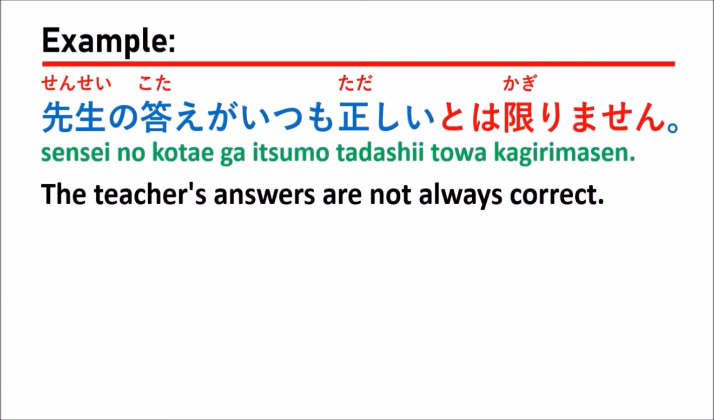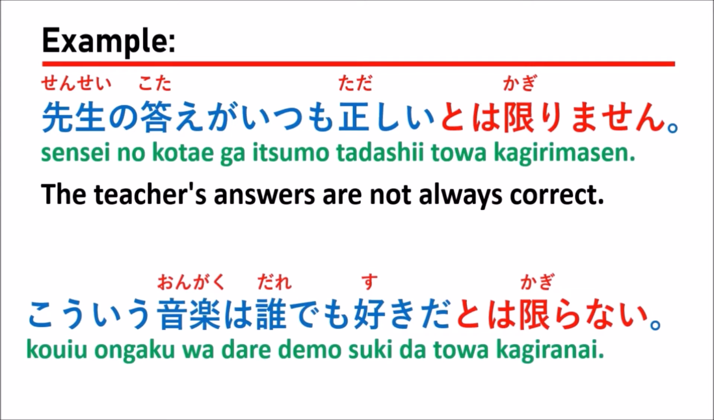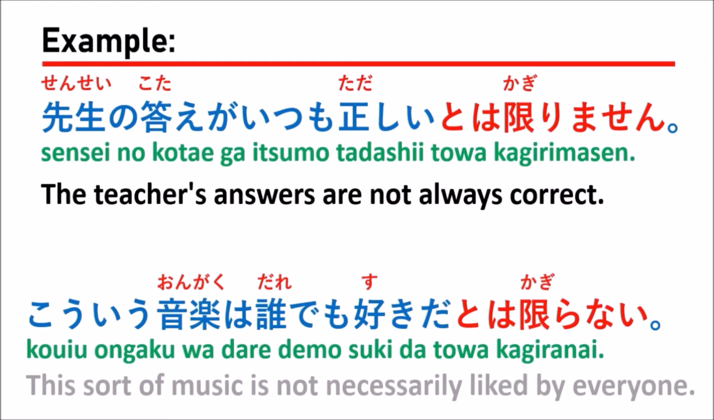So let's see the next example. こういう音楽は誰でも好きだとは限らない。Which means that this sort of music is not necessarily liked by everyone. This sort of music is not necessarily liked by everyone.